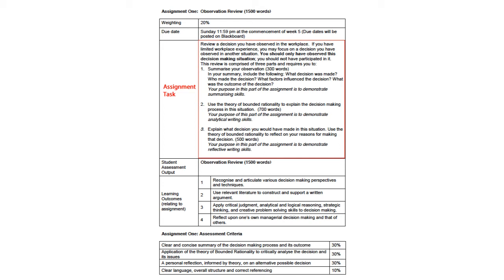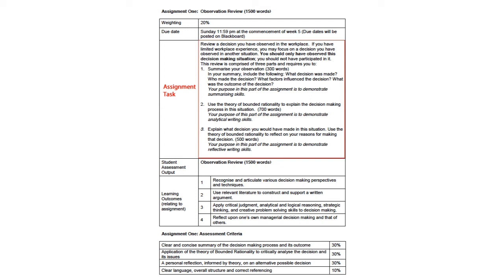And what you're being required to do here is to reflect on or think about the decision that you've now written about in summary and analytically, and describe how and why you would make the decision differently. Again though, you have to use the theory of bounded rationality as a framework for your writing. Again then, you need to understand the theory before you undertake the assignment.